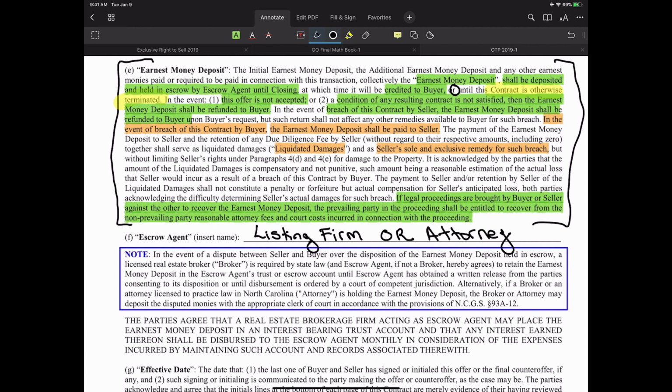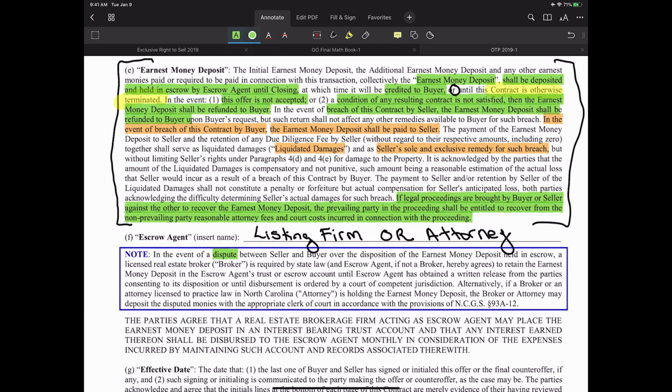So we don't have as many disputes as we used to. Having said that, what this paragraph literally says is, in the event of a dispute, Kandyce, do you mind just circling the word dispute there? Because I want everyone to understand that if everything goes well, then if the buyer breaches, the seller gets it. If the seller breaches, the buyer.